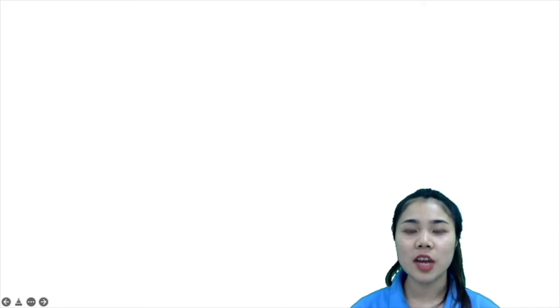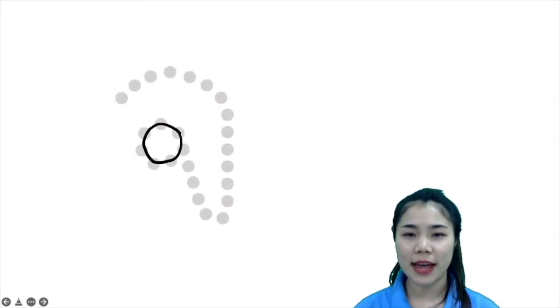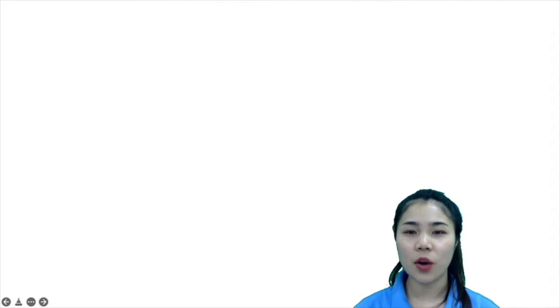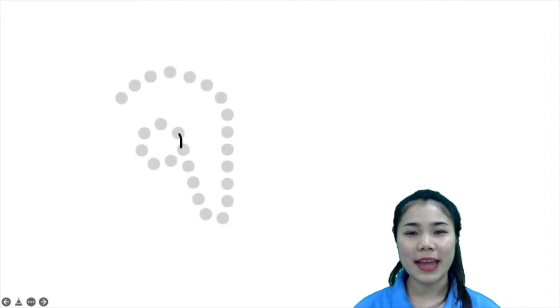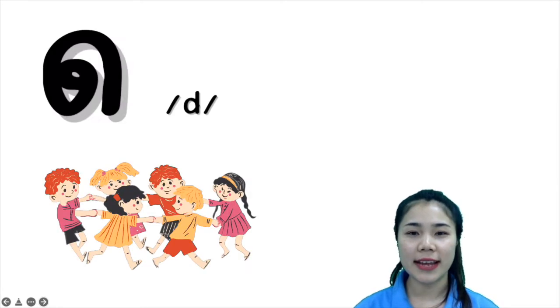Next letter is jo jan. Jan means plate, and this letter gives you the j sound. For this letter, you start with a circle, then go down, move up, and make a roof. All Thai letters always have a head, and when the letter has a head, you always start with the head, or the circle. And the next letter is do dek.